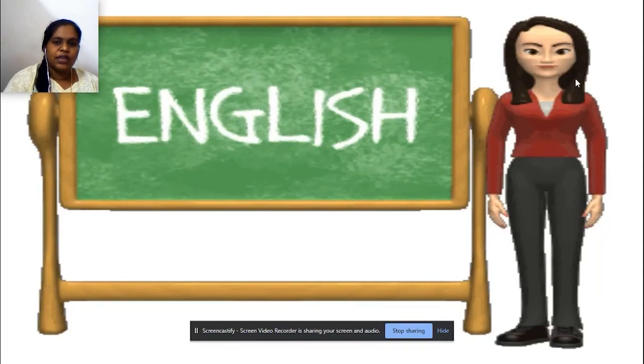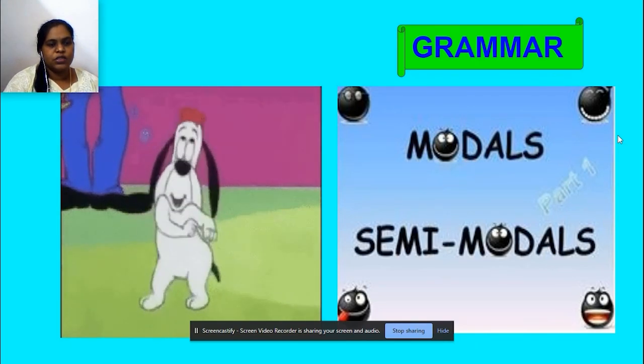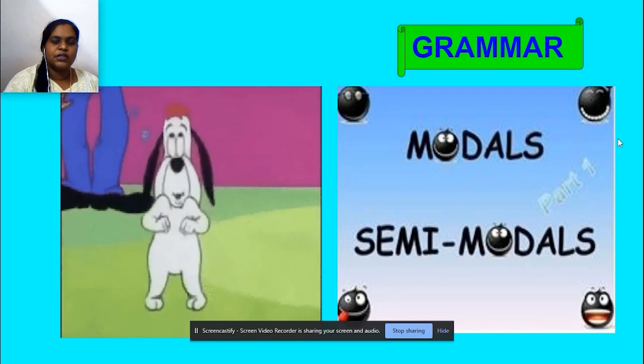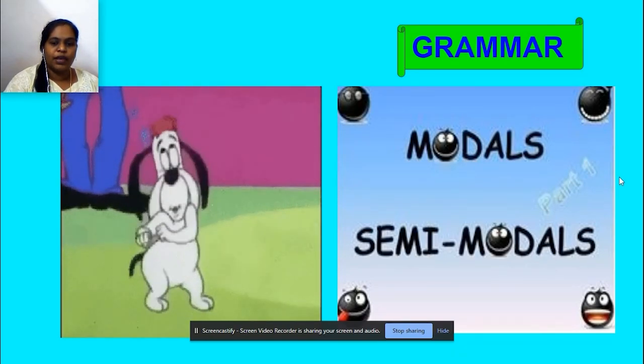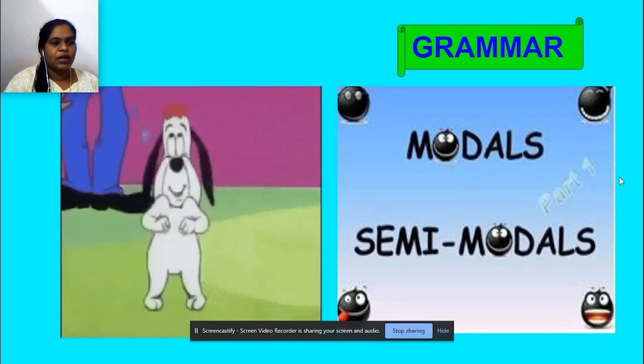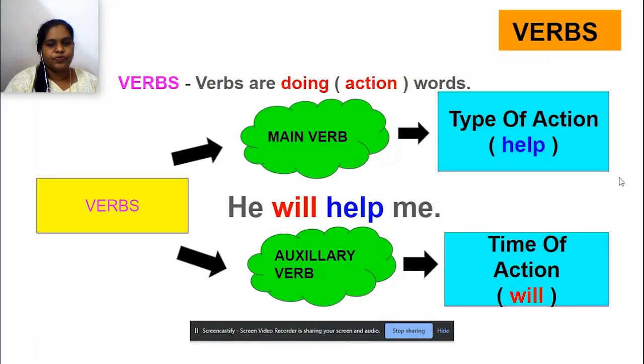Now in today's English class, we are going to see grammar, modals and semi-modals. You've already learnt this in 9th standard, but still we will just start from the beginning. Okay, so you are going to learn modals and semi-modals.